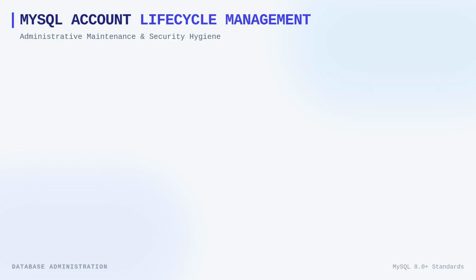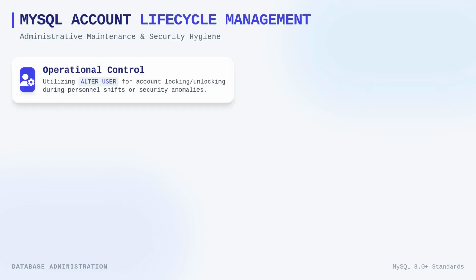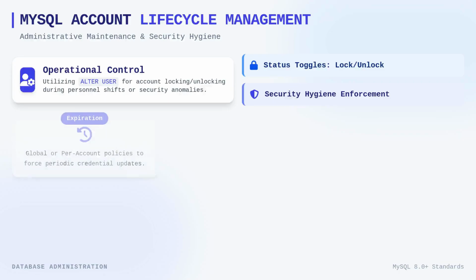Once an account exists, administrative maintenance becomes a recurring task, particularly regarding account status and lifecycle management. The alter user command is your primary tool for operational control, most notably for locking and unlocking accounts when personnel changes or security anomalies occur. Beyond simple status toggles, modern MySQL administration requires proactive password management to reduce the surface area for credential-based attacks. You can configure password expiration policies globally or per account to force users to update their credentials at defined intervals.